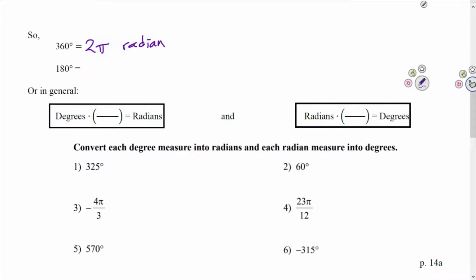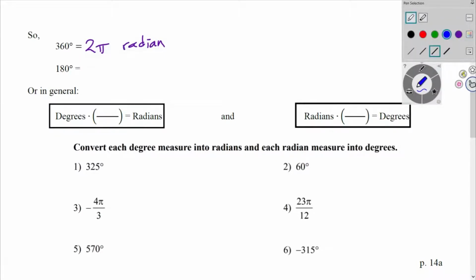If I divide both of those by 2, then I get 180 is pi radians. This is the most concise conversion factor from degrees to radians. 180 is pi radians. Just like converting from inches to centimeters or miles to kilometers or feet to yards, it's important to have a simple conversion factor to convert from one to the other. And in this case, pi and 180 is the easiest conversion factor.